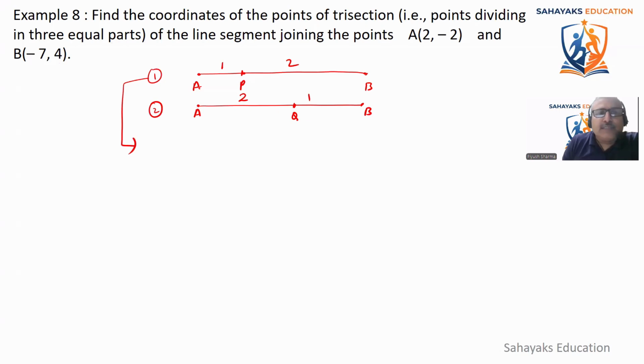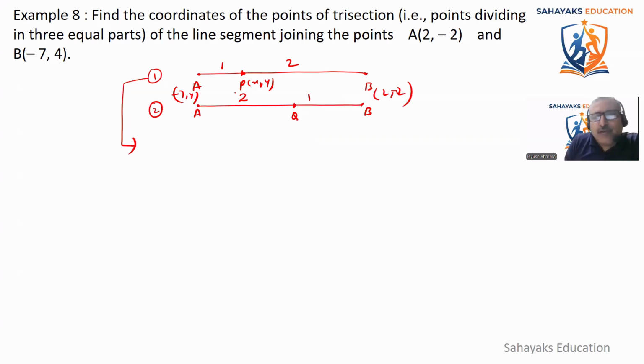So A was minus 7, comma 4 and B is 2, comma minus 2. Okay, so from here we are finding the value of P. The coordinates of P, I'll say X, comma Y, I'll just mention for this. Then we'll take Q.